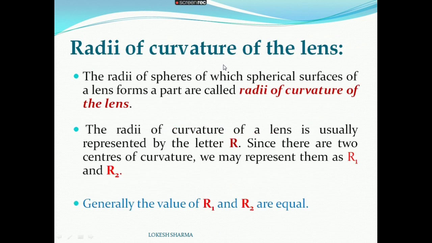Now radii of curvature of the lens. Similarly, the radii of spheres of which spherical surfaces of a lens form a part are called radii of curvature of the lens. The radius of curvature of a lens is usually represented by the letter R. Since there are two centers of curvature, we may represent the radii as R1 and R2. Generally, the lenses which we are studying have the same value of R1 and R2.